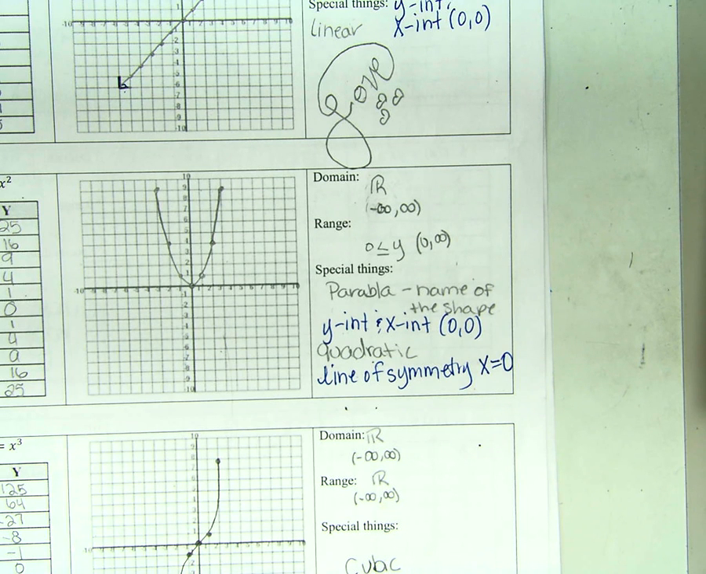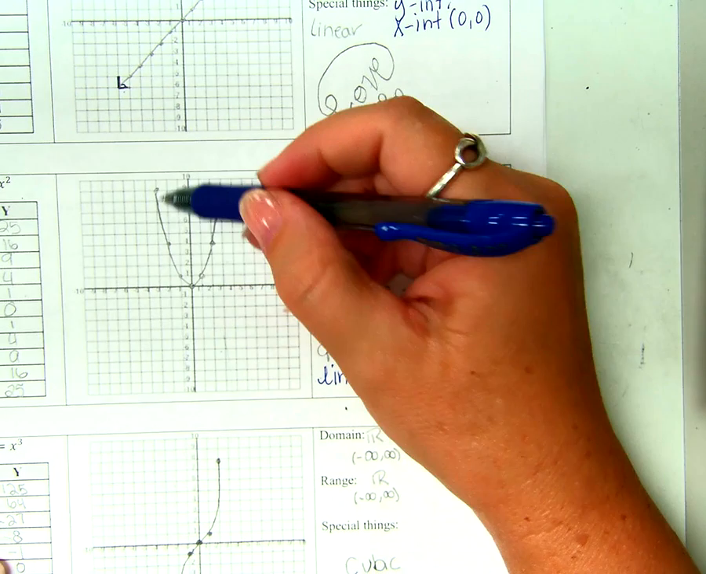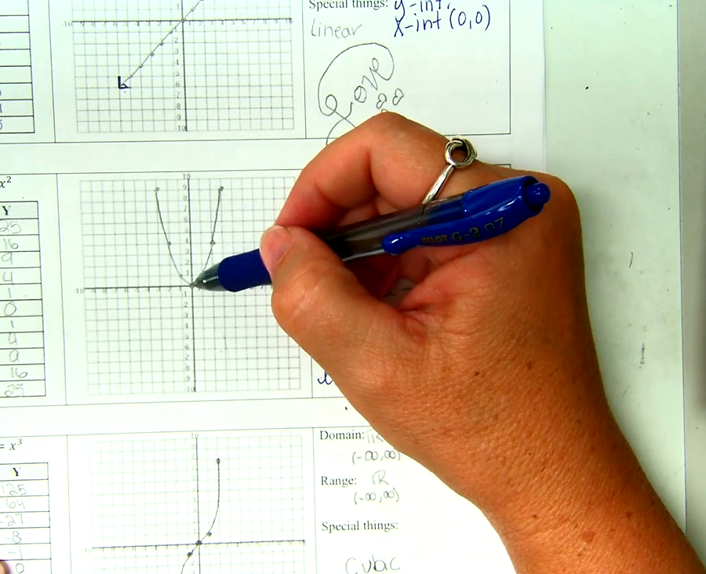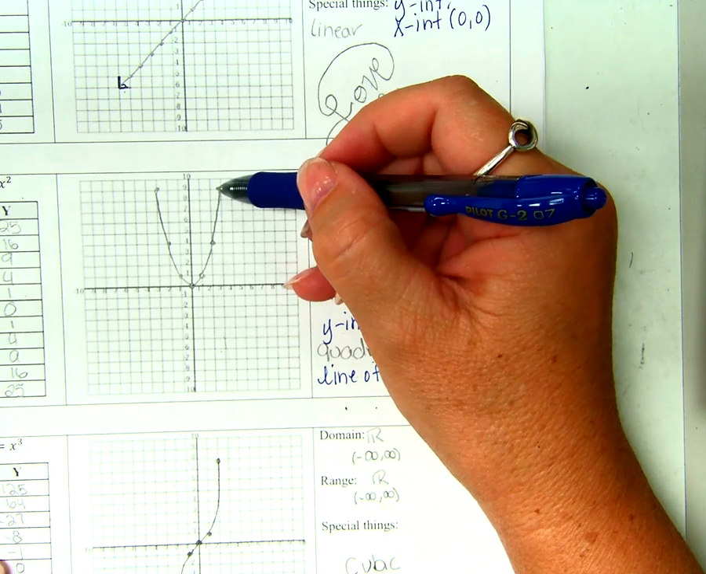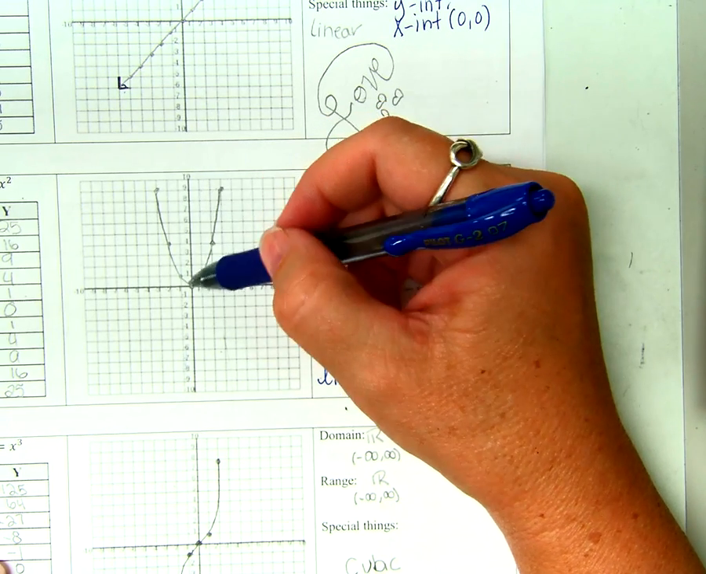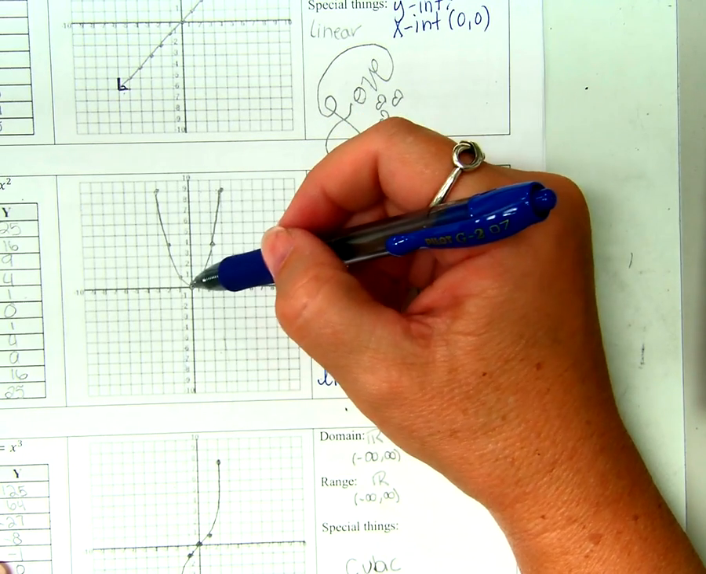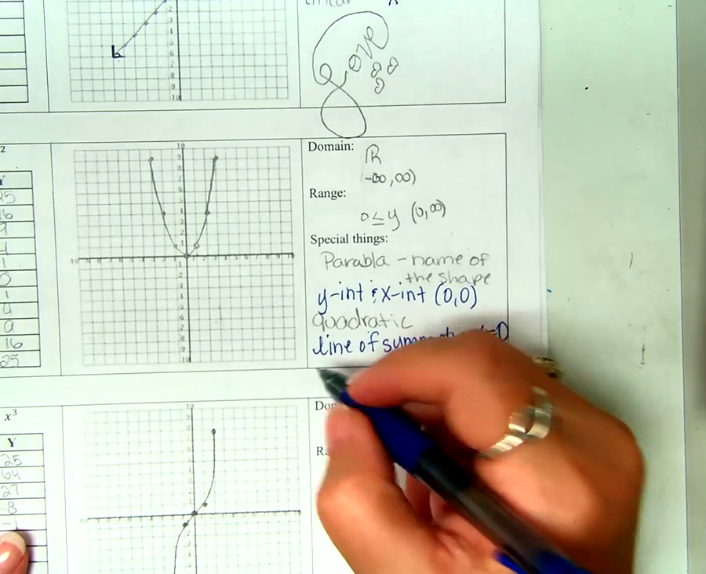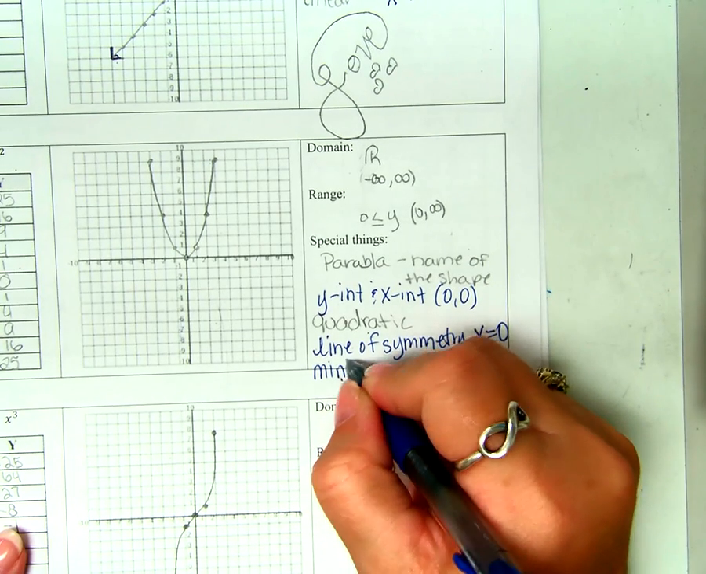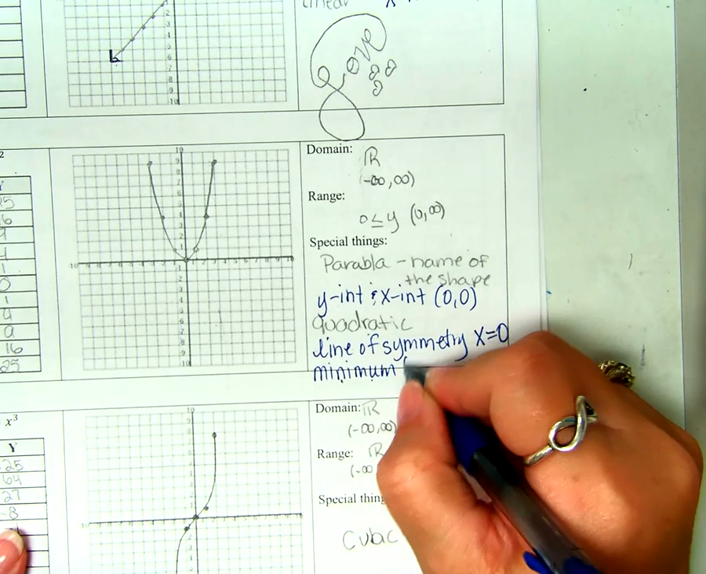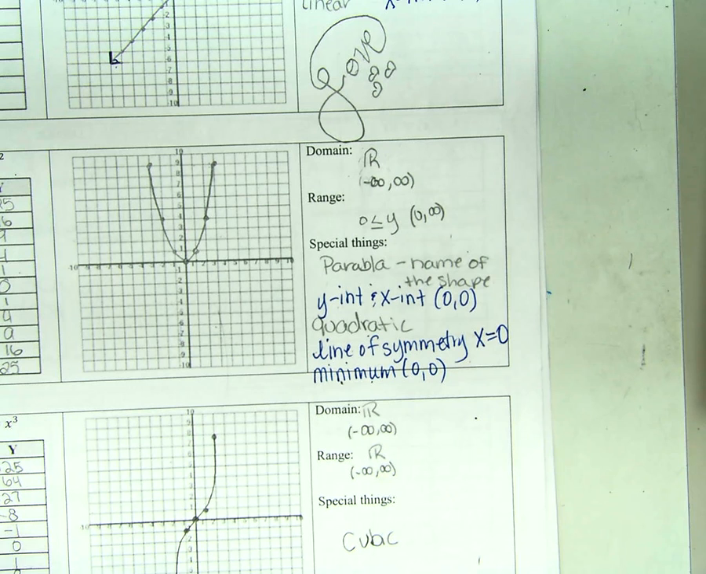Is there a minimum? There is? Where? 0, 0, right? Because it's coming down, it's decreasing, and then it stops, and then it starts going up again, increasing. So that is the minimum. Zero, 0. What about the maximum?